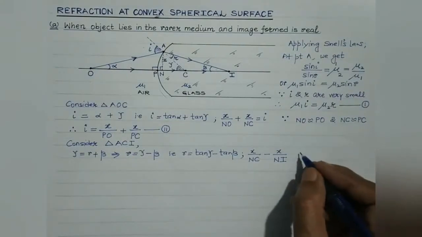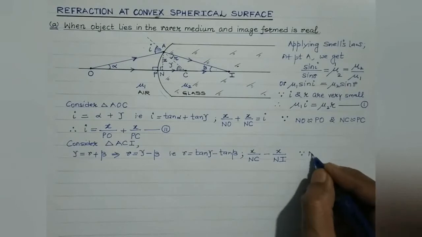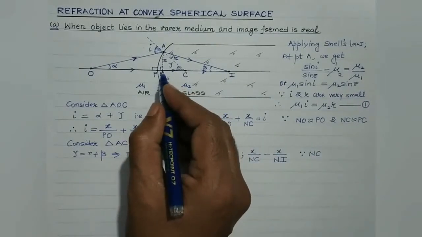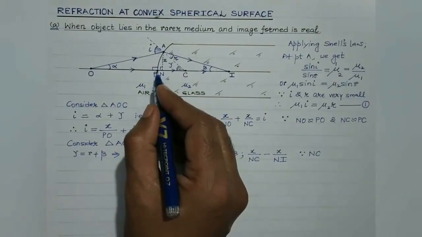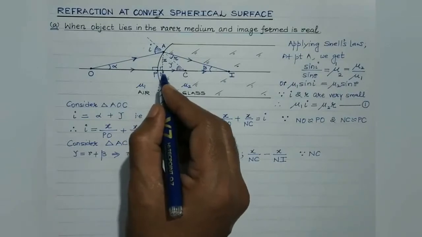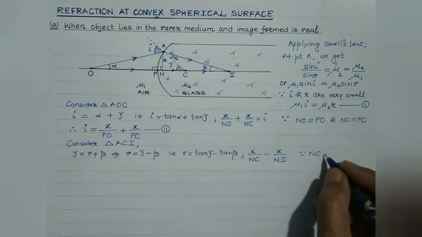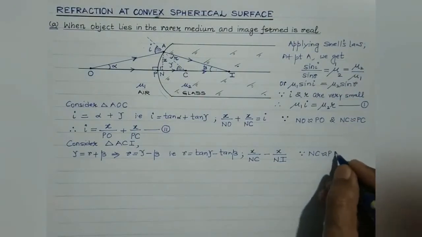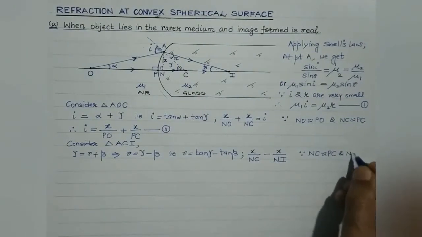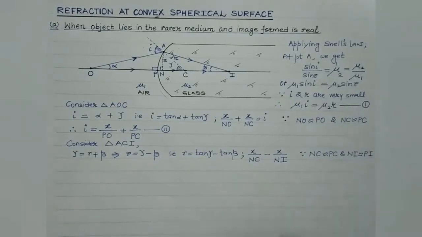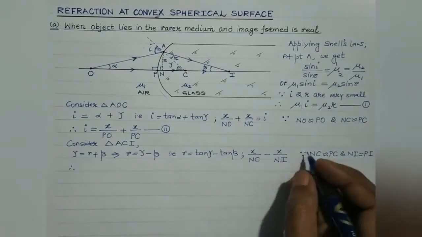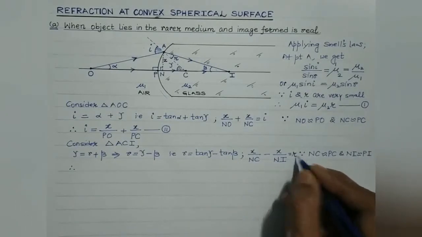Now, as discussed earlier, this point N almost coincides with point P. They are infinitesimally close to each other because of the small aperture of the refracting surface. So NC may be written as PC and Ni may be written as Pi. Therefore, students, x over NC over x over Ni is equal to R over here, right?